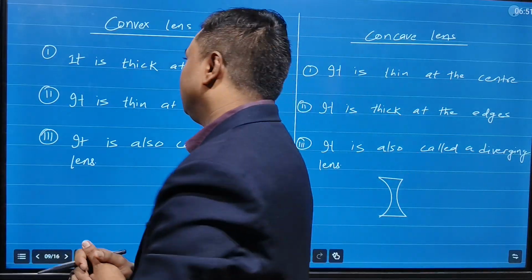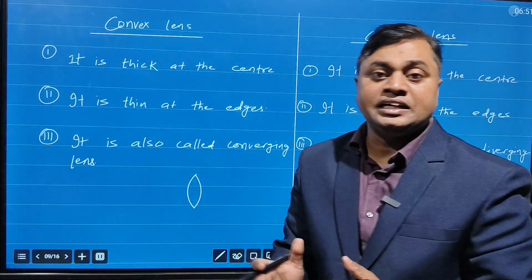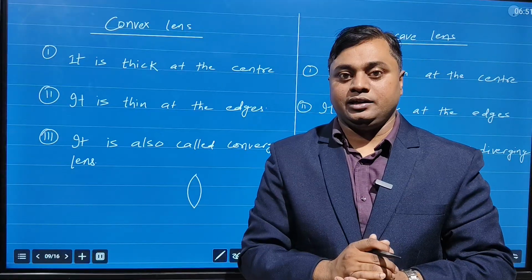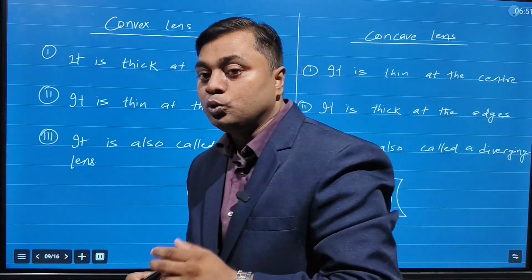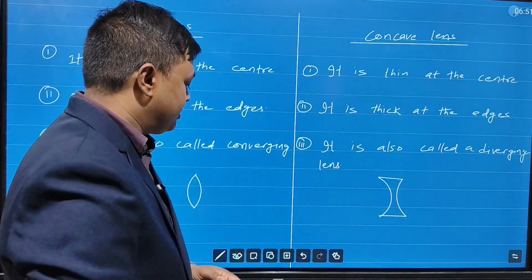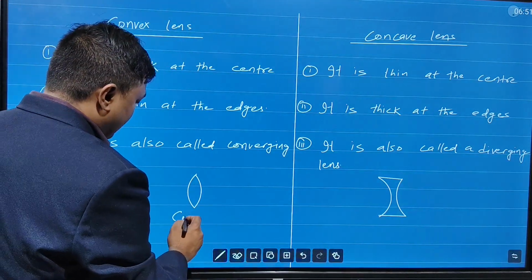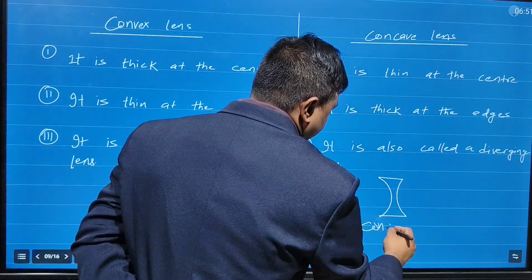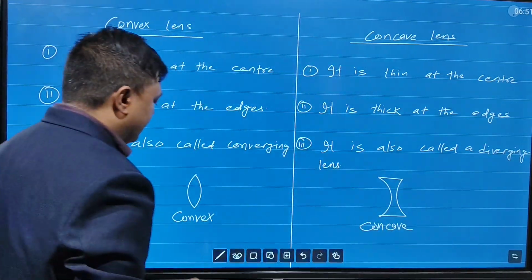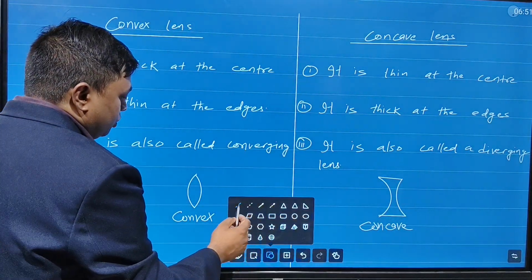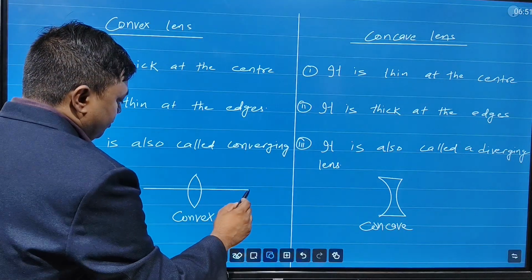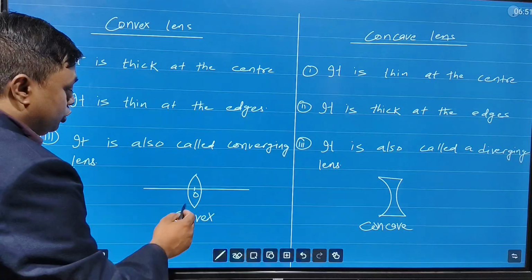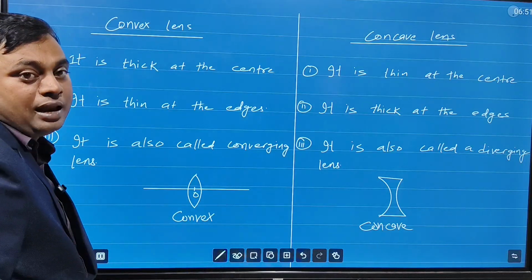So let's start. A lens is a transparent medium which refracts rays of light. Basically there are two types: convex lens and concave lens. Here is an example diagram of a convex lens and this is a concave lens. You see in the diagram there is a line which passes through the midpoint of the lens, that is the optical center. This line is called the principal axis.